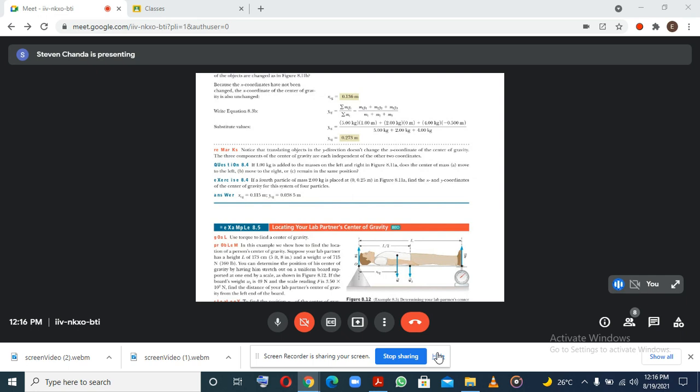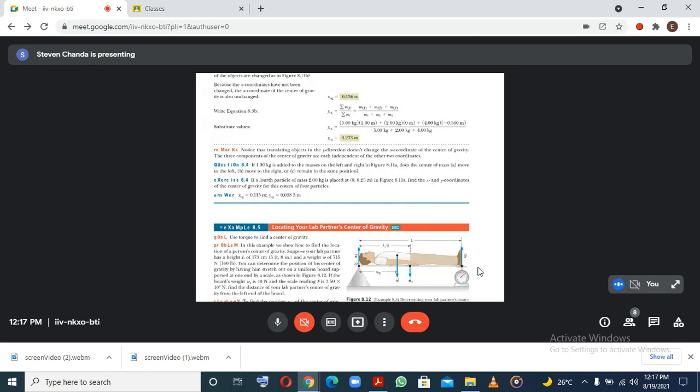The recording has started. In this example, we show how to find the location of a person's center of gravity. Suppose your lab partner has a height L of 173 centimeters and a weight of 715 newtons. You can determine the position of his center of gravity by having him stretch on a uniform board supported at one end by a scale, as shown in figure 8.12, which is the figure on the far right.